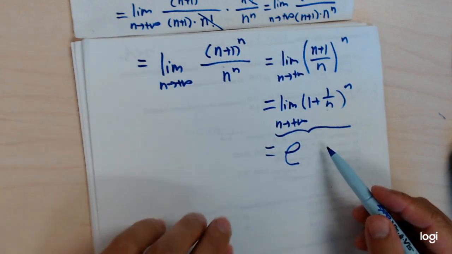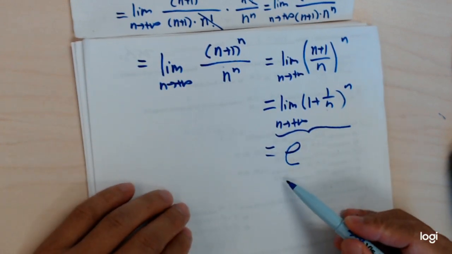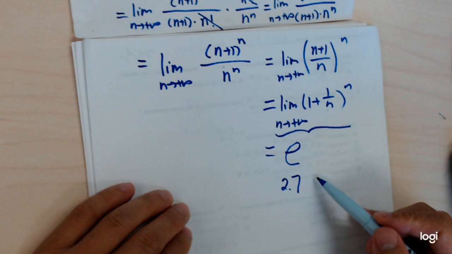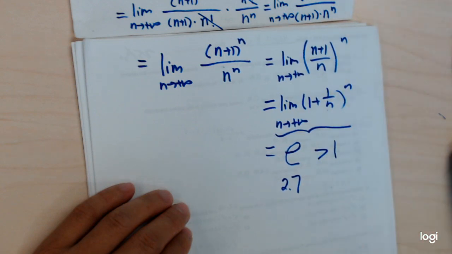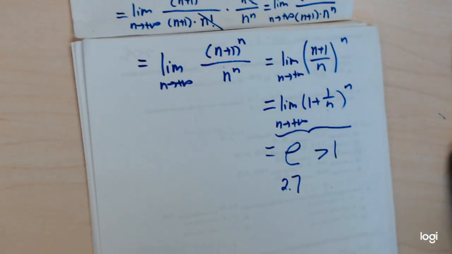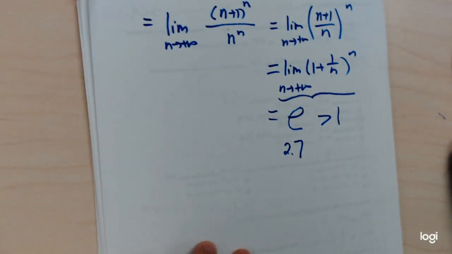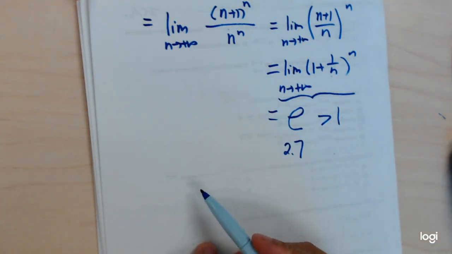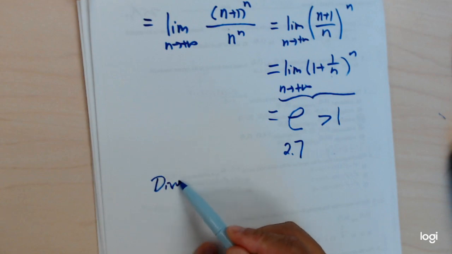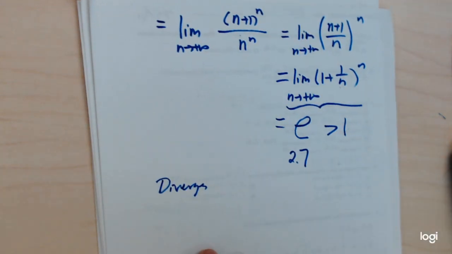Well, so that's the limit of the ratio. The natural number e, which is 2.7 something. So that's bigger than 1. So what's the conclusion? Well, the conclusion is it diverges.